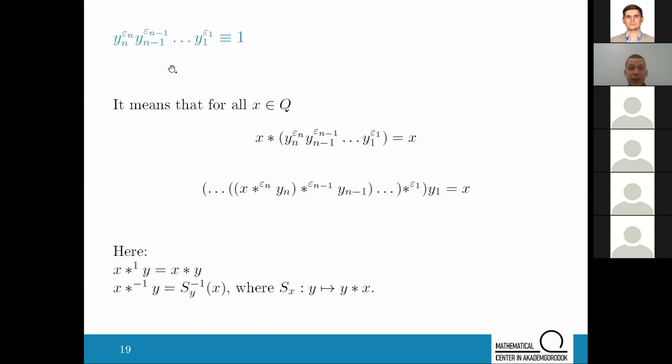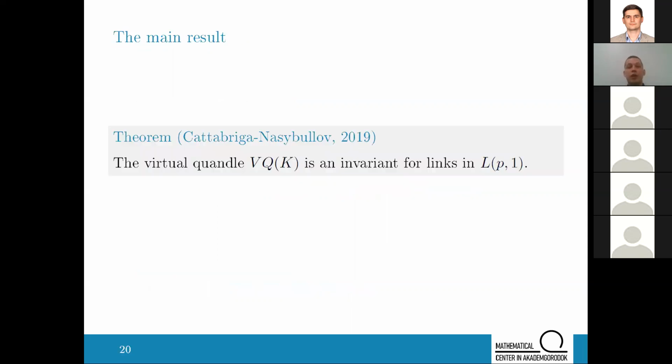This kind of relation, I would just say that it is an infinite family of relations. It means that for all x, some equality holds. That's why it gives a lot of additional relations. And what is the main result which we proved? We proved that this virtual quandle is an invariant for links in LP1, in lens spaces LP1.